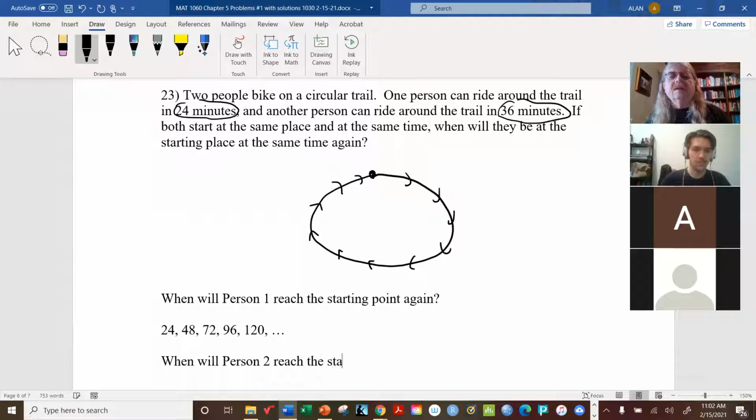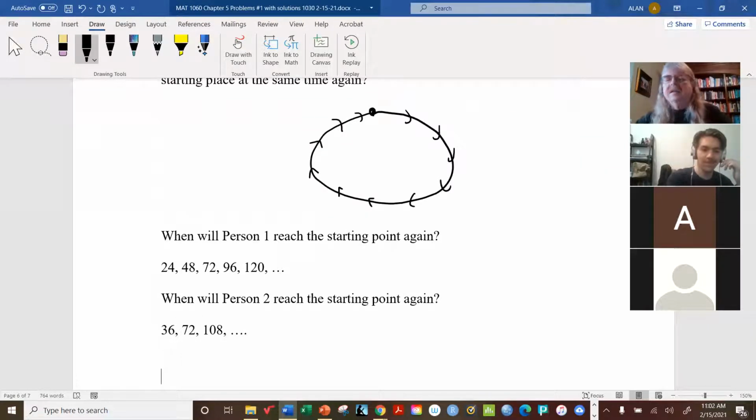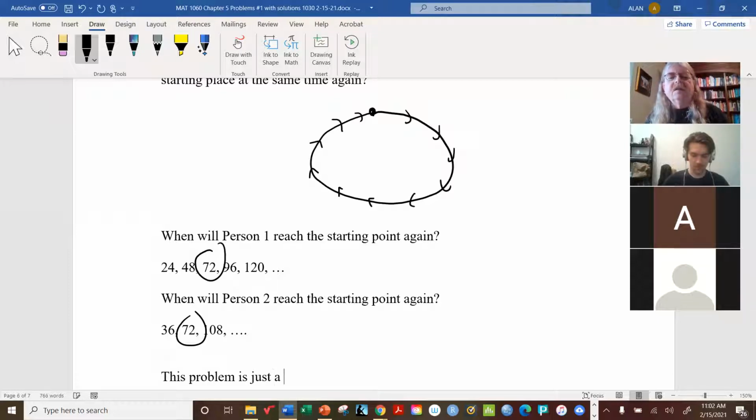reach the starting point again? 36 minutes, 72. Oh, wait a minute. What's going on here? I see that there's a point when they'll both be there in 72 minutes. That's right, 72. And so you recognize this now. This problem is just a least common multiple problem.